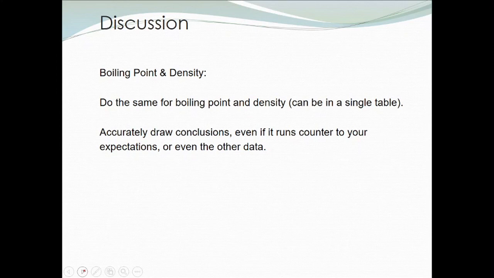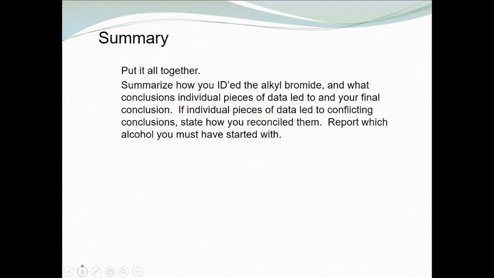And again, in each section you should draw the conclusion that is appropriate for that data. So while the GC may say you have 2-bromopentane, if the boiling point says that you have 1-bromobutane, you would state that. And any discrepancies between the data you would resolve at the summary or the conclusion paragraph.